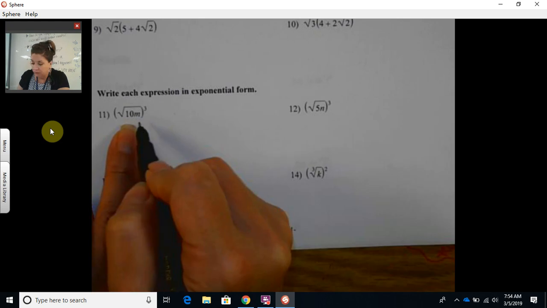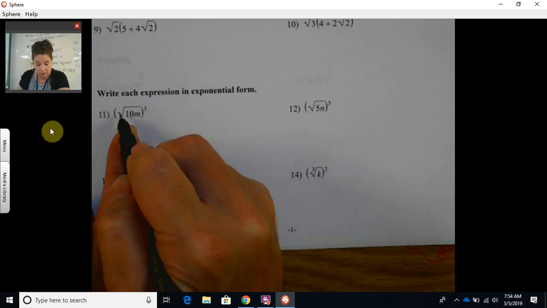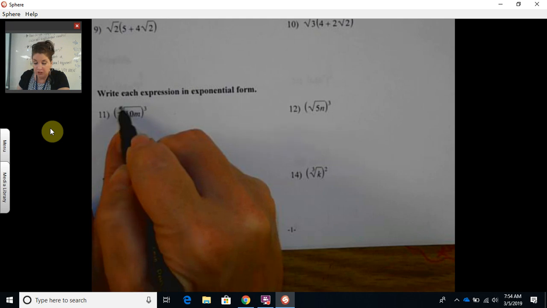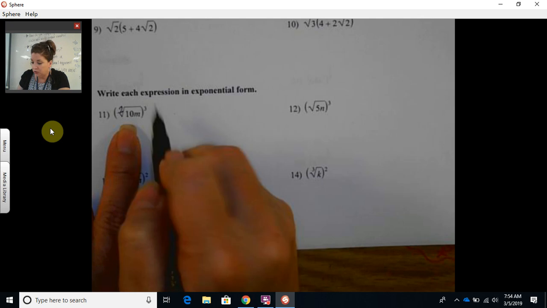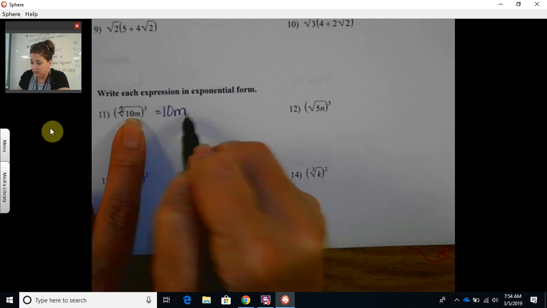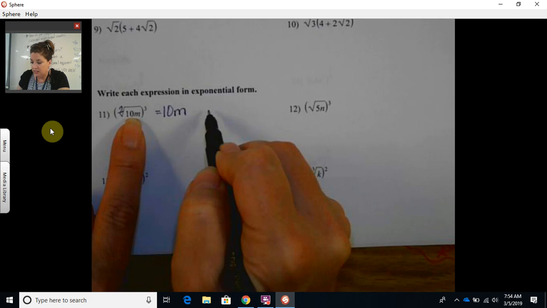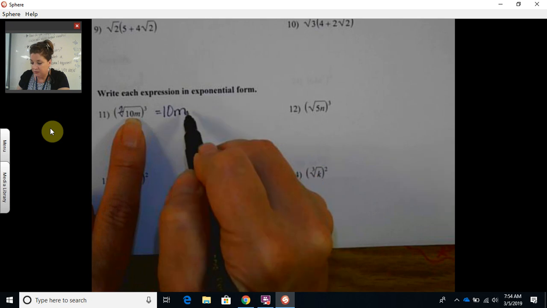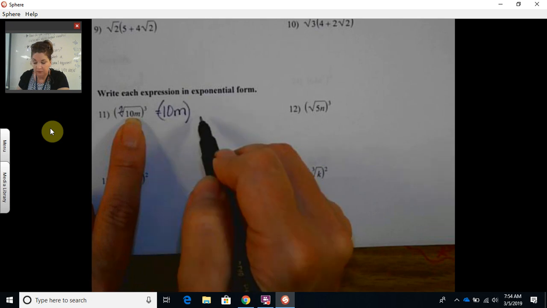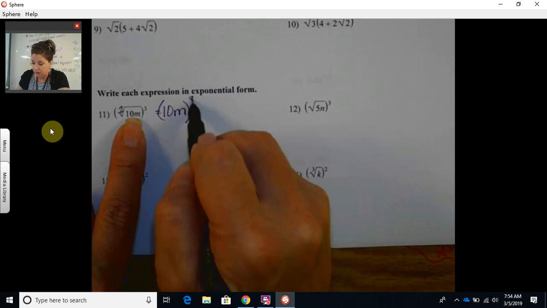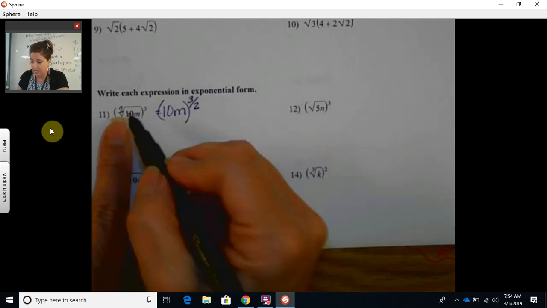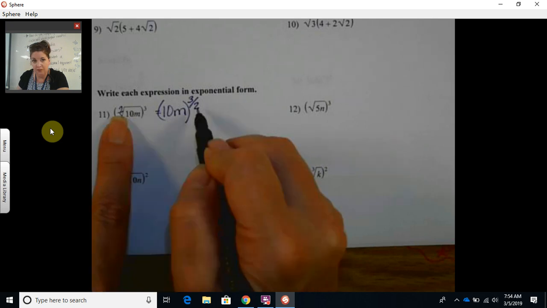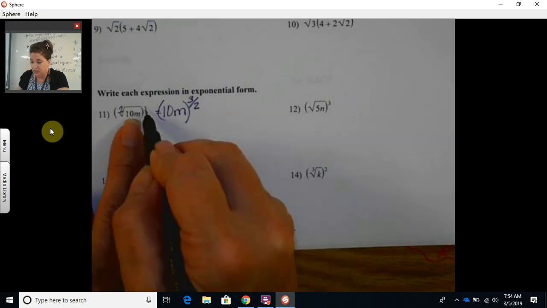What is the index of this problem? 2. If there's no number there, we know it's an implied 2. So to convert it, it would be 10m, and not just the m raised to the fraction. The whole thing is raised to the what? 3 over 2. 2 over 3 is not the same, okay? Index is the denominator. The exponent is the numerator.